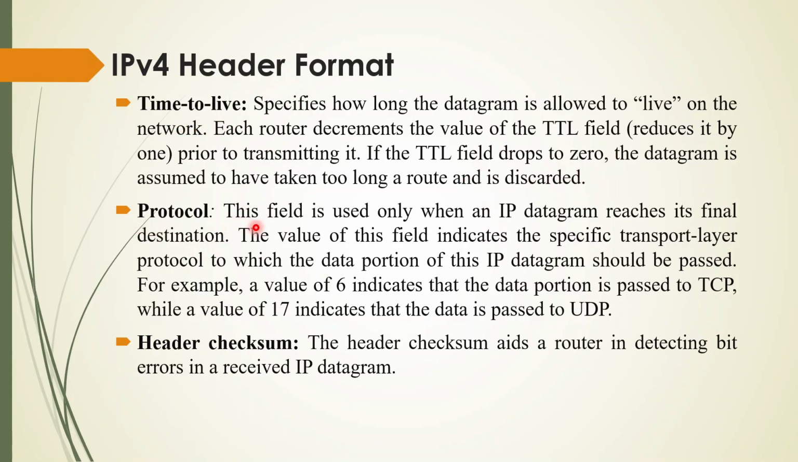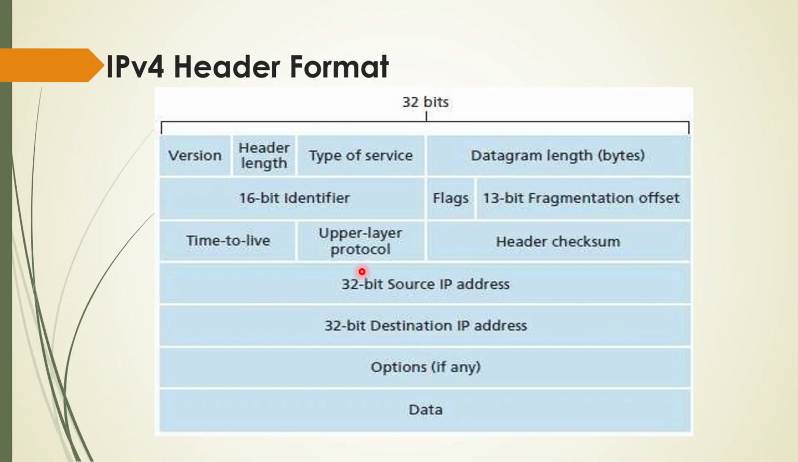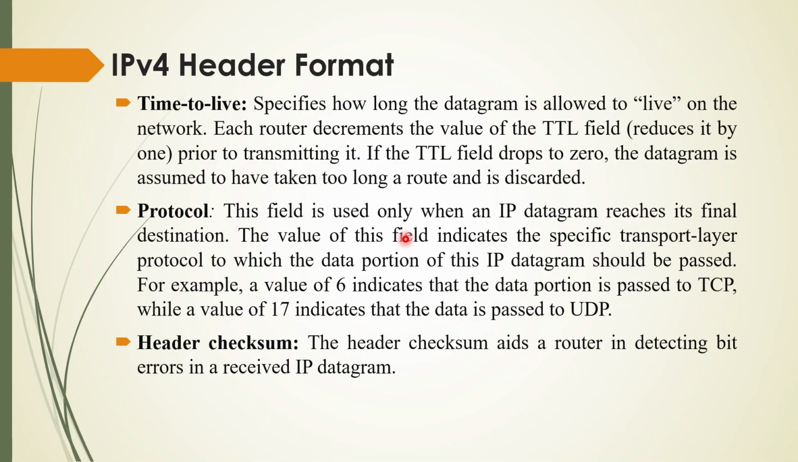Next is protocol. This field is used only when the IP datagram reaches its final destination. The value of this field indicates the specific transport layer protocol to which the data portion of this IP datagram should be passed. For example, a value of 6 indicates that the data portion is passed to TCP, while a value of 17 indicates that the data is passed to UDP. So this is the upper layer protocol. According to where we are sending, we have a number. If we have 6, we pass the data to TCP, and if we have 17, we pass the data to UDP.